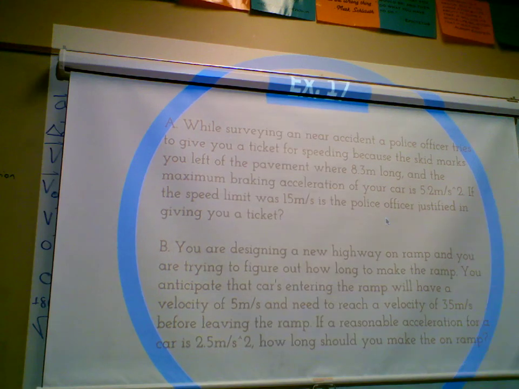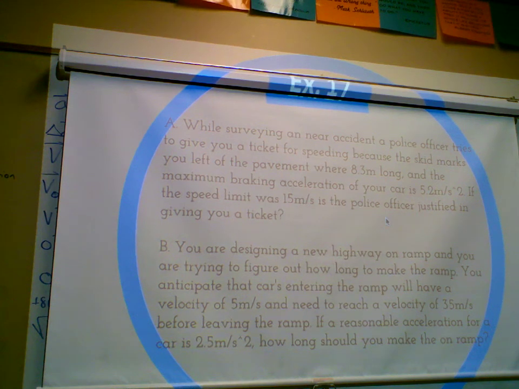All right, so B, you are designing a new highway on-ramp, and you are trying to figure out how long to make the ramp. You anticipate that cars entering the ramp will have a velocity of 5 meters per second and need to reach a velocity of 35 meters per second before leaving the ramp. If a reasonable acceleration for a car is 2.5 meters per second squared, how long should you make the on-ramp?